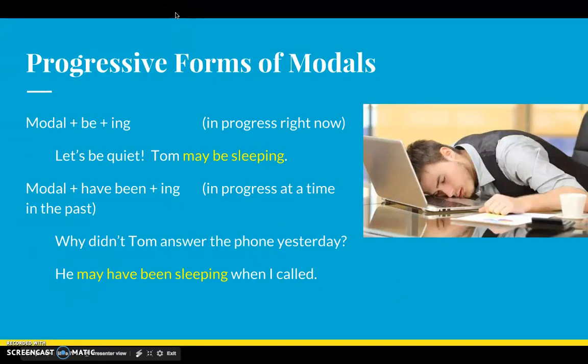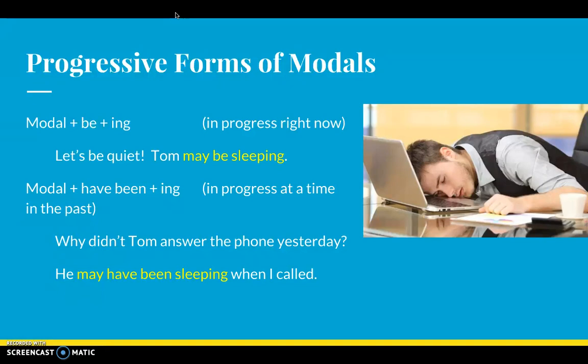For progressive forms of modals, we will choose the modal plus be plus the ing form of the main verb. And this will describe something that is in progress right now that we want to express our uncertainty about, or obligation or expectation about something.